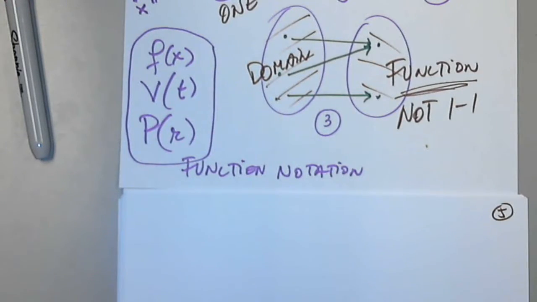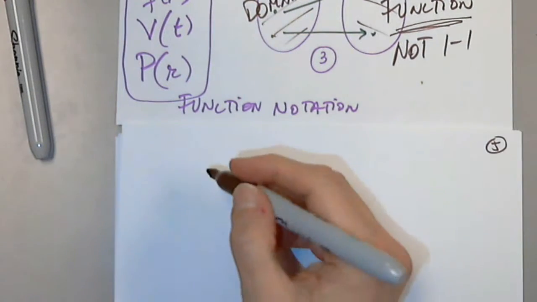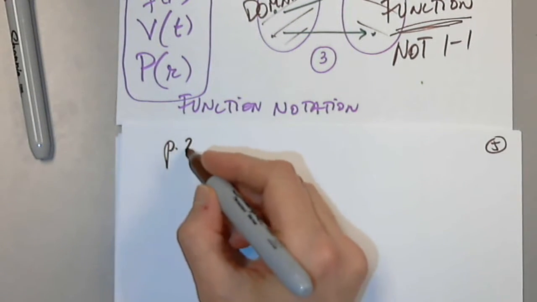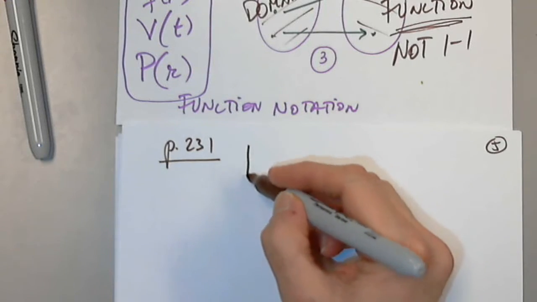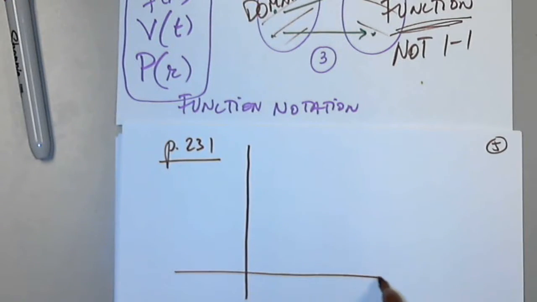Okay. Very good. I would like to look at a graph now and identify the domain and range. I'm looking on page 231, if you have your book, so you don't have to. I'm going to copy a graph from there. Something similar. So we are on page 231. I'm making one up.